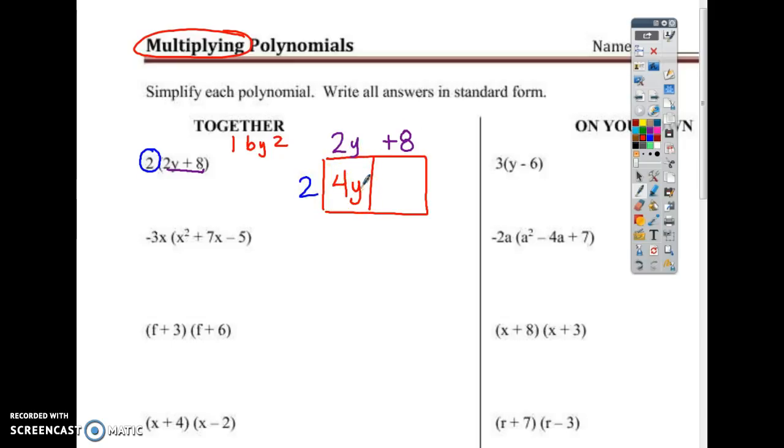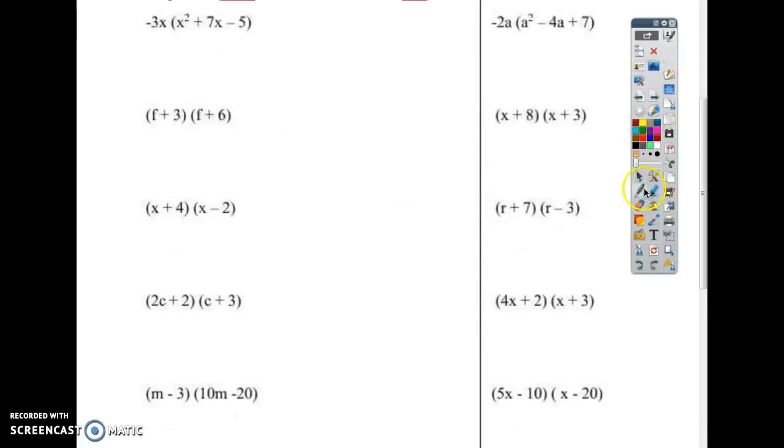Okay? The next one, this box, you're multiplying the 2 times 8. So what is 2 times 8? Positive or negative? Positive 16. Does this one or this one have a y? No, so this one does not have a y. Okay? And that's your answer. My answer is 4y plus 16. Okay, go ahead and do this one by yourself. Pause the video.